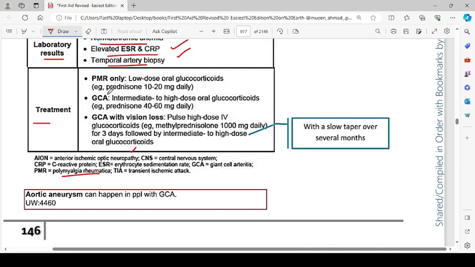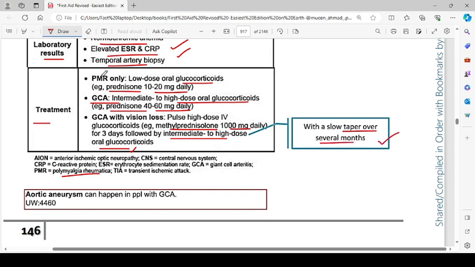Treatment: for polymyalgia rheumatica only, low dose oral glucocorticoids, for example prednisone 10 to 20 mg daily. For giant cell arteritis, intermediate or high dose oral glucocorticoids, for example prednisolone 40 to 60 mg daily. And for giant cell arteritis with vision loss, pulse high dose IV glucocorticoids like methylprednisolone 1000 mg daily for 3 days, followed by intermediate to high dose oral glucocorticoids with a slow taper over several months.